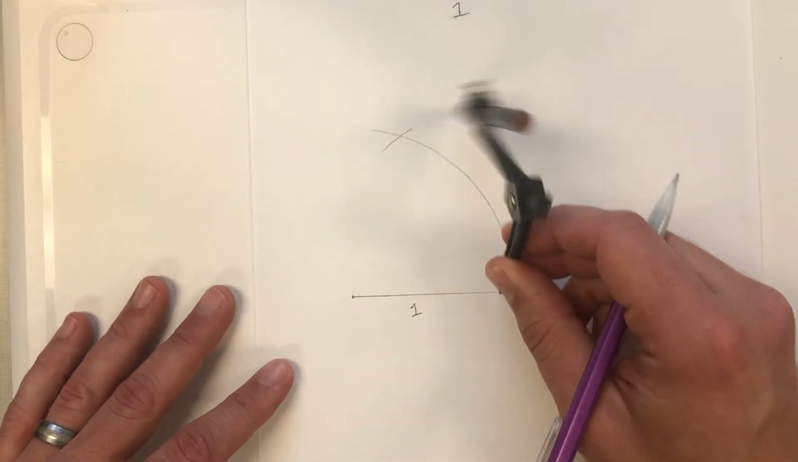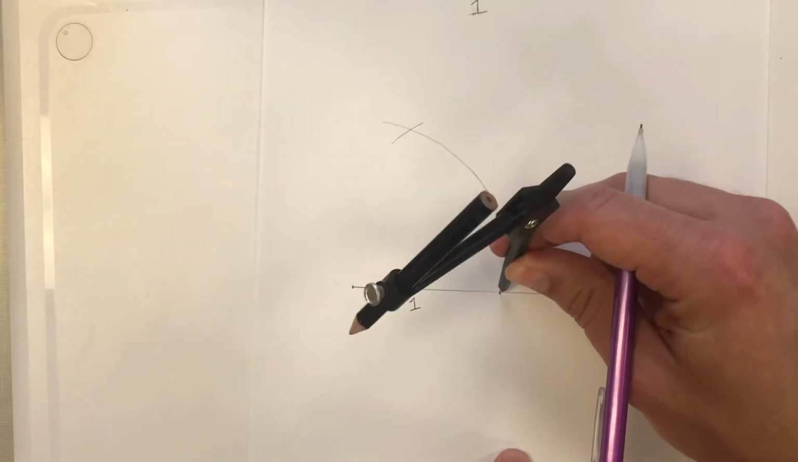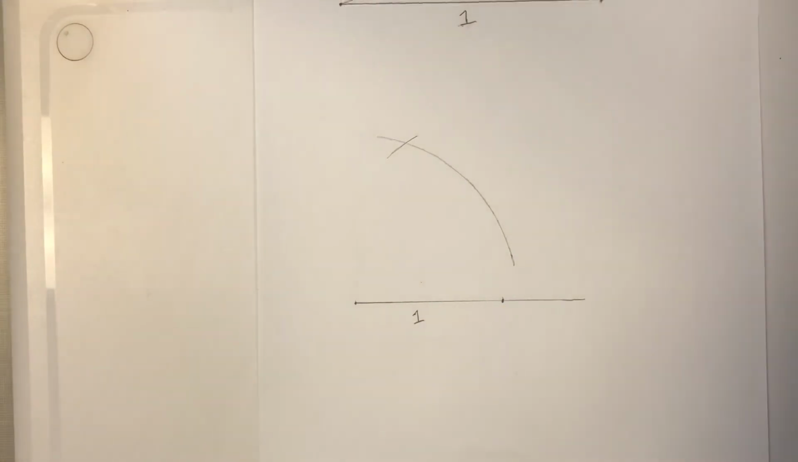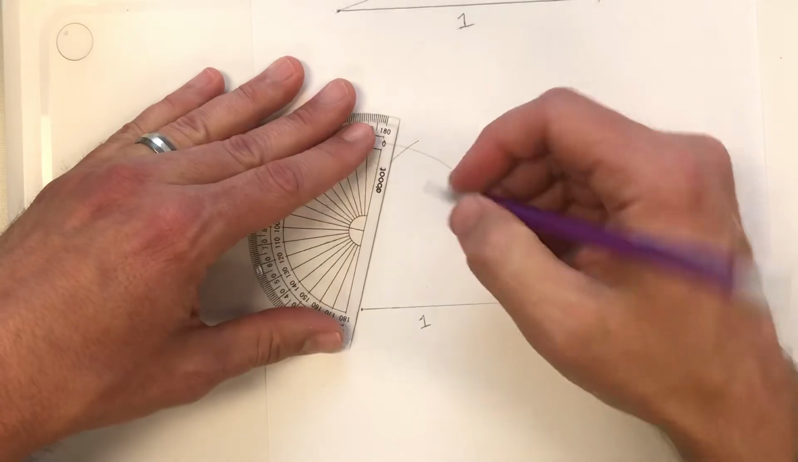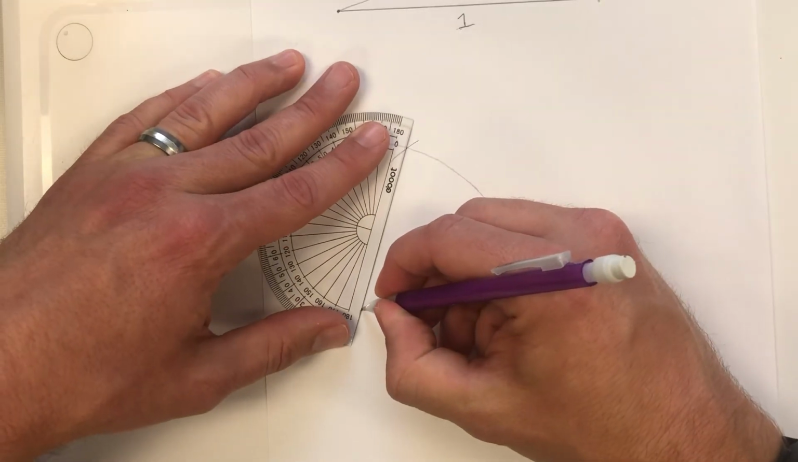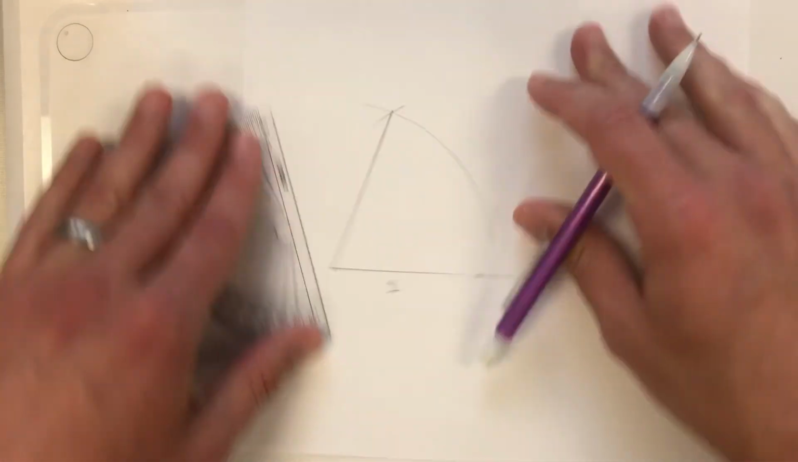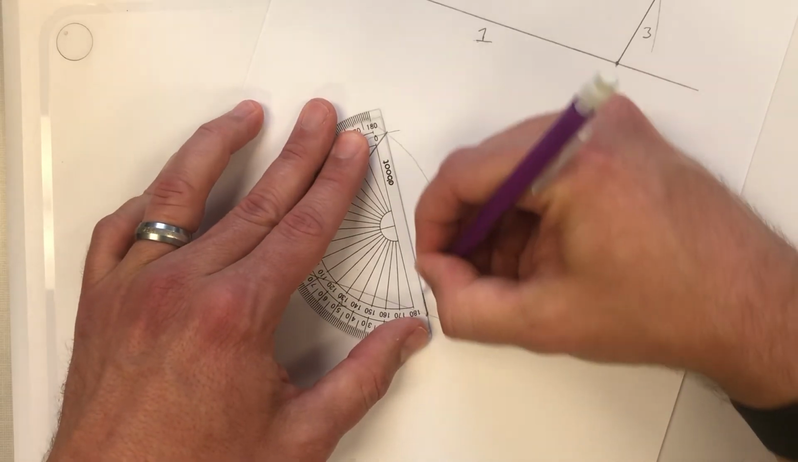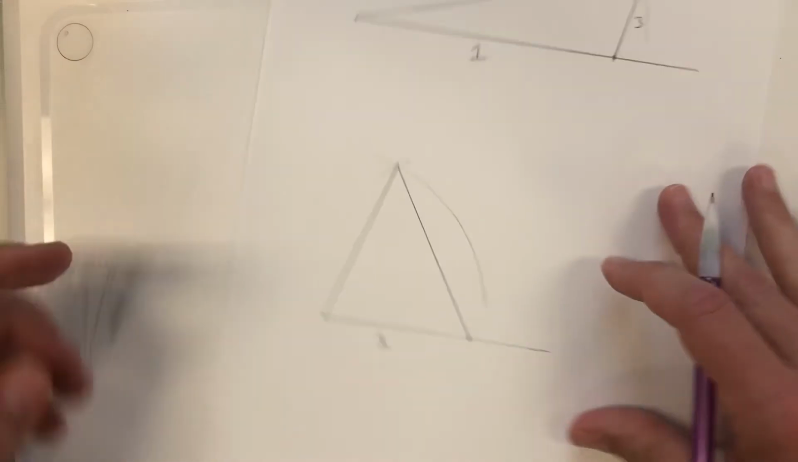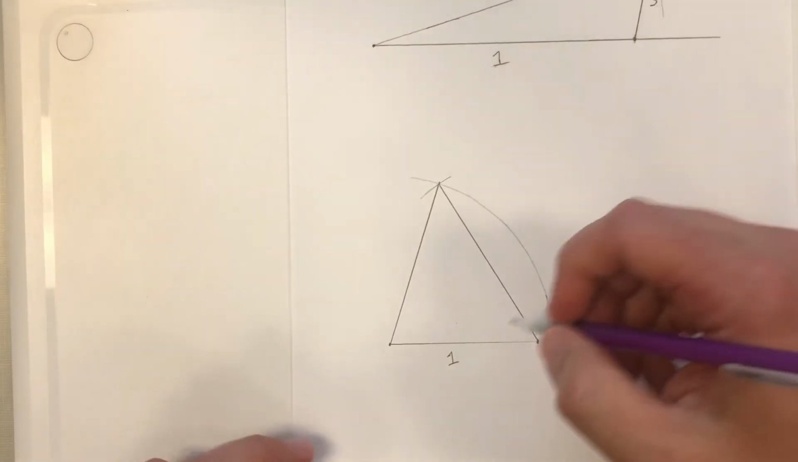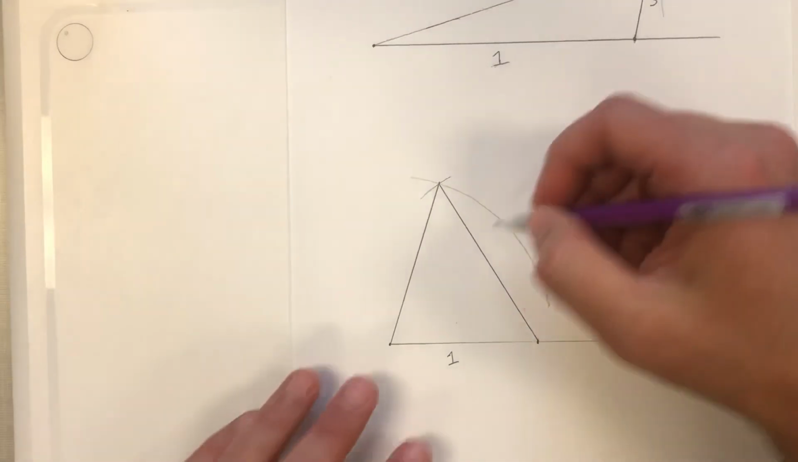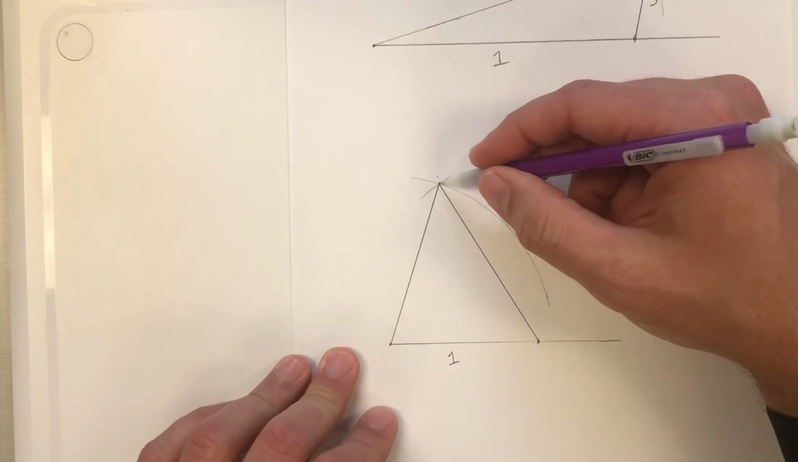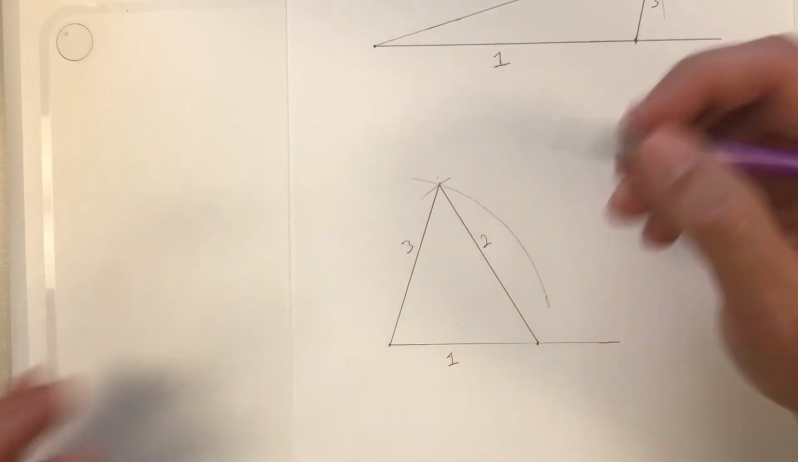If I keep going around in a big circle, I guess they would intersect below here, and I could make my triangle downwards instead of upwards, but that's the only other place they would intersect. So now I'm going to take my straight edge, go through the points, where the 2 arcs intersect, and I'm making a triangle. So now I have one side. Now this side here is side 2, and this side is side 3.